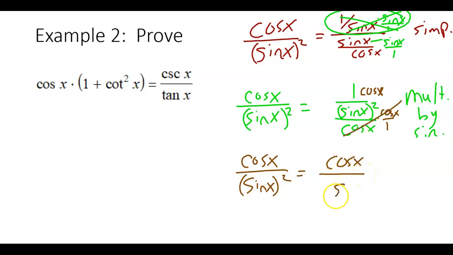And those cancel. Now I have this, and I've got those two sides the same now. And we're done. I got to that final step by multiplying by cosine. So you could say simplifying the complex fraction, or you could just say literally what you did, multiply by cosine or multiply by sine. That's fine.